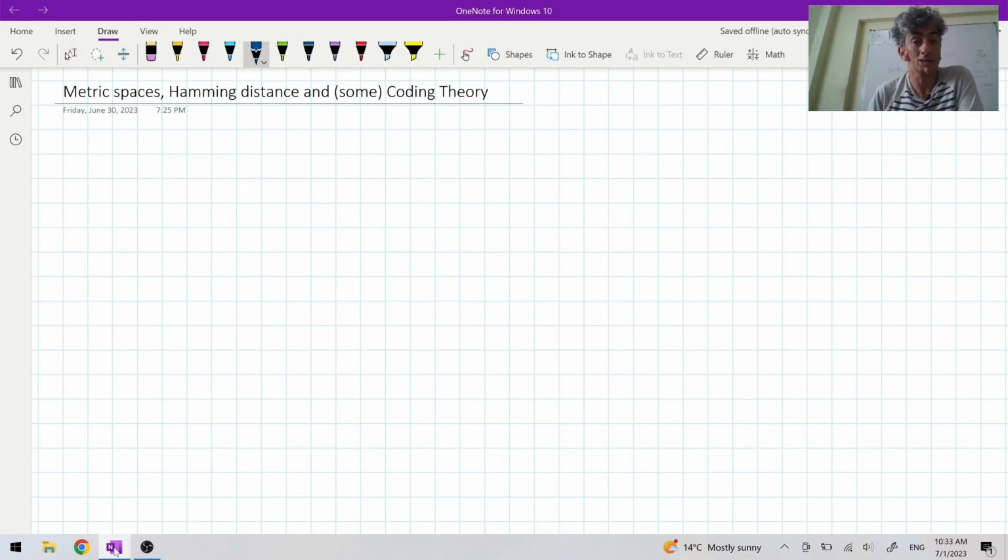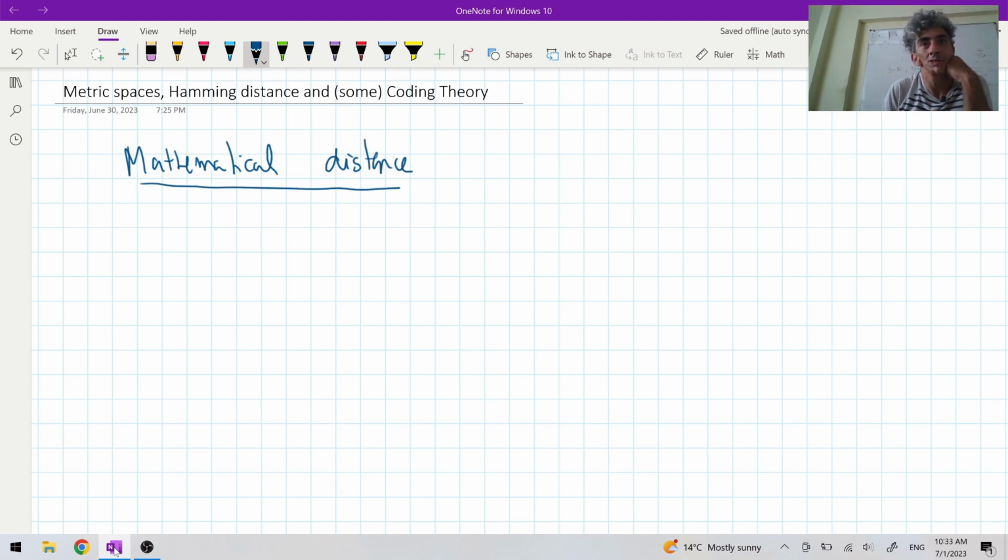For Lambda class. In this episode, we're going to discuss metric spaces, Hamming distance, and we'll talk a little bit about coding theory. We need to start by explaining what we mean by mathematical distance. Okay, so what we need to do is quantify how far apart things are.